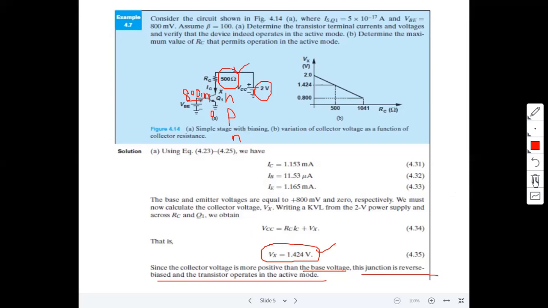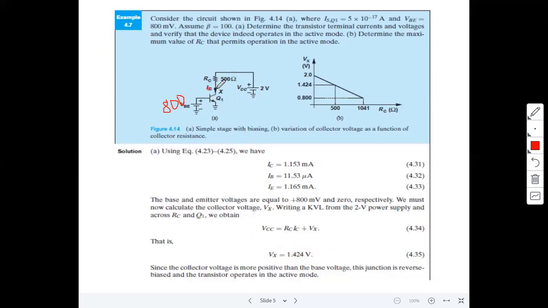Active mode means the collector base junction is okay. Here it will be 800 millivolts, and the collector base junction is in reverse bias. That means, at least in the worst case, Vx is also 800 millivolts. So 800 millivolts, 800 millivolts, so the collector base junction is still in reverse bias. Once you know Vx, IC and VCC, now we can easily calculate RC.